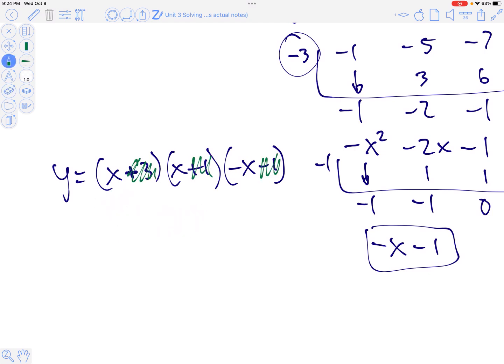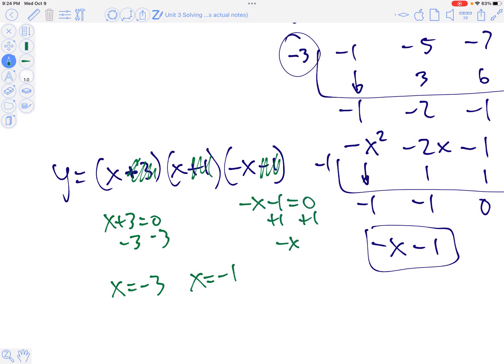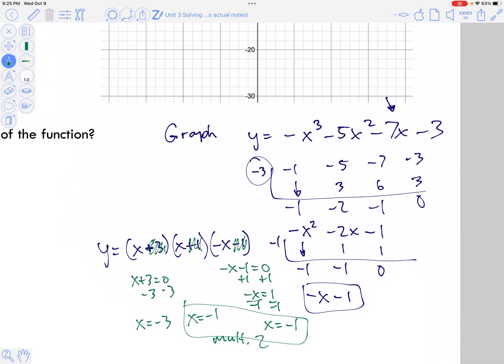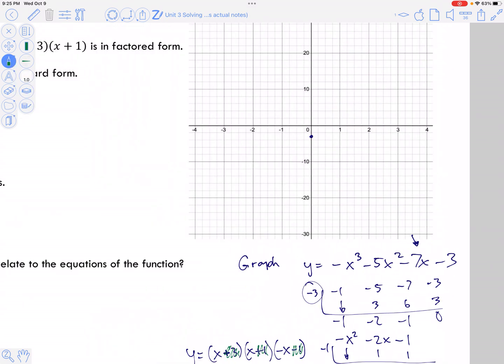Okay, so now we need our zeros. So we already know that this is going to become -3 because we did the synthetic division, right? And then this is going to become -1. Now this one, we've got to be careful with our negatives. We're going to add 1. So -x equals 1, and then we're going to divide by a -1 to get the x all alone, and we have x equals -1. So this is happening twice, right? So we have multiplicity of 2. So we have an x-intercept at -3 and an x-intercept at -1, but remember it has multiplicity of 2.